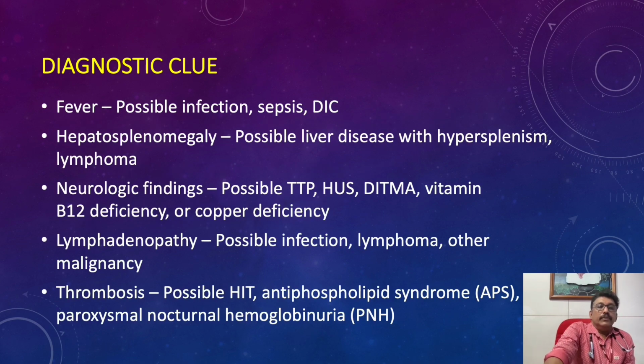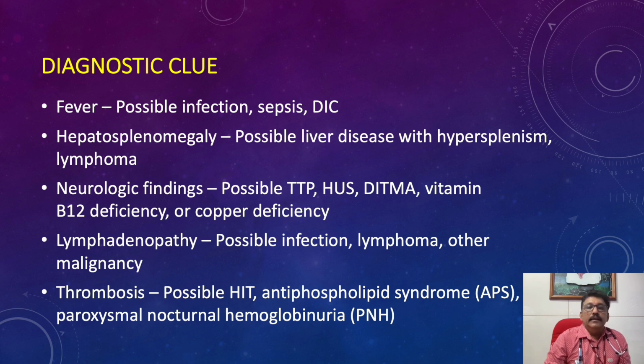As a diagnostic clue, many patients who have purpura can have a previous or recent history of fever, sepsis, DIC. All these things can be there, because purpuras can be due to various other causes also, not only because of thrombocytopenia. So, fever indicates infection, sepsis, DIC.